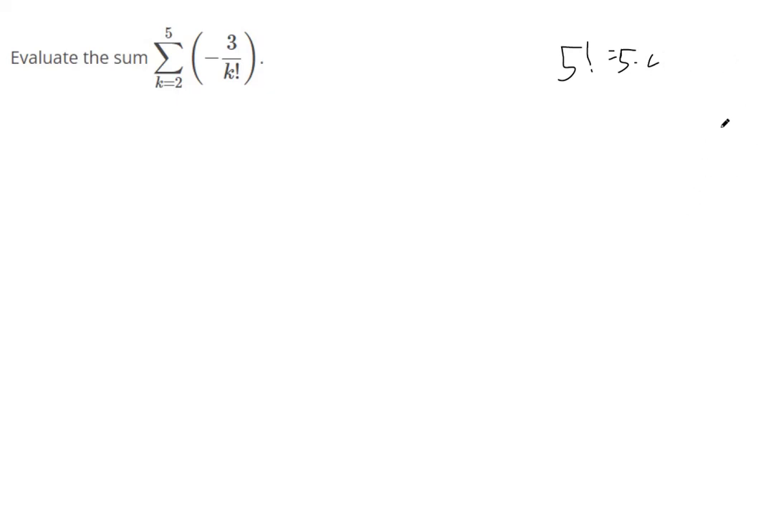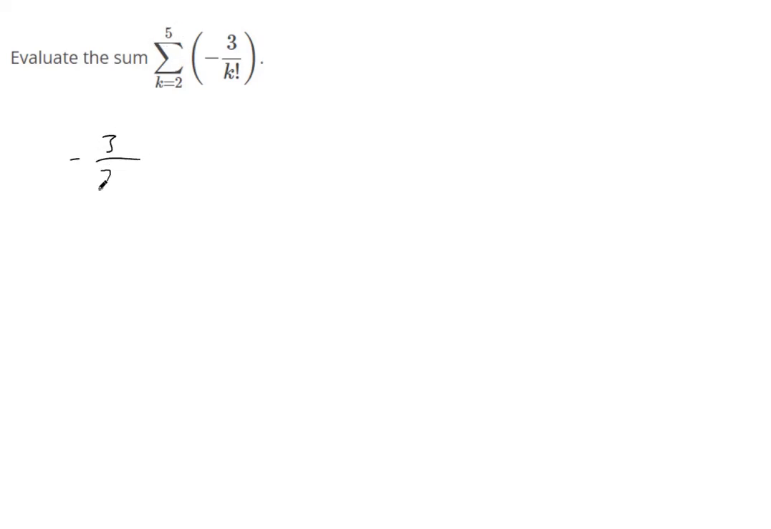Okay, so to evaluate a series like this, if the numbers are small, you can go term by term. What this says is plug in k equals 2 into your formula. Then add in what happens when you plug in k equals 3, the next one up. Then k equals 4, then k equals 5 is the last one we're going to plug in. Then we're going to add them all up.